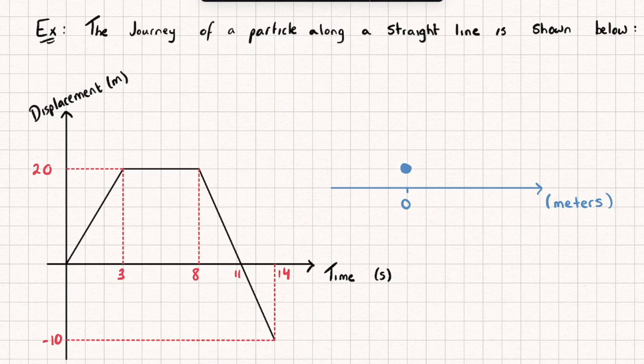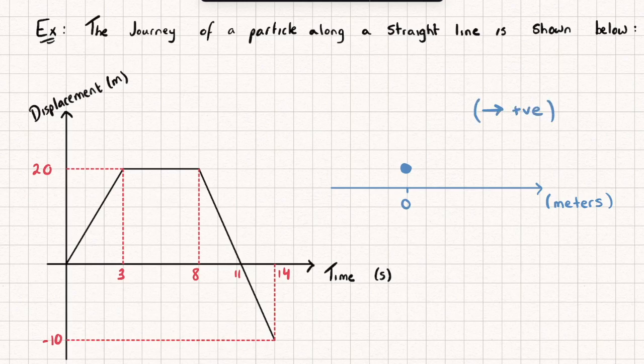Now to help us interpret this graph, I'm going to draw out the motion on this little picture over here. Notice the particle's moving along a straight line, which means it's moving in one dimension, hence why I've got this line here. Also remember that displacement is a vector quantity, and so it matters which direction we're moving in. So I'm going to take movement to the right hand side to be positive movement.